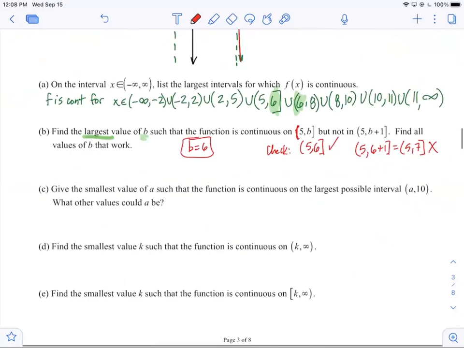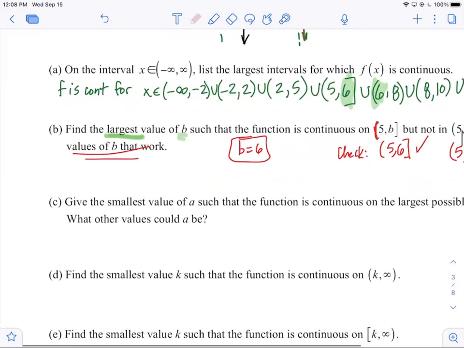Now the follow-up to here is to find all the values of b that work. Now when we list all the values of b that work, we could list the solution set as an interval. But that's going to get kind of confusing because we're looking at intervals of a graph and then a solution set interval. So I'm going to write this solution set as an inequality. I know that 6 is the largest. So I know that b can be 6 and have those two criteria met.